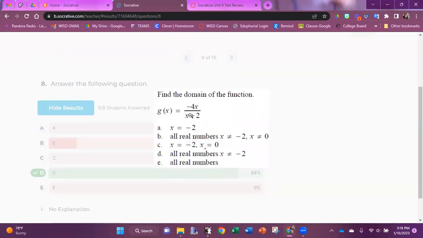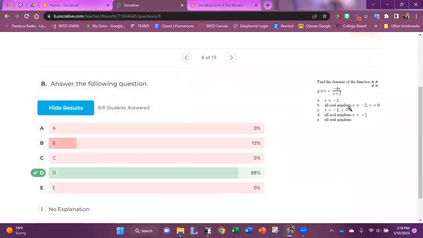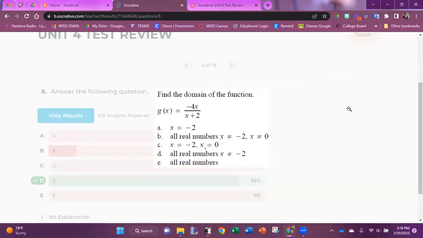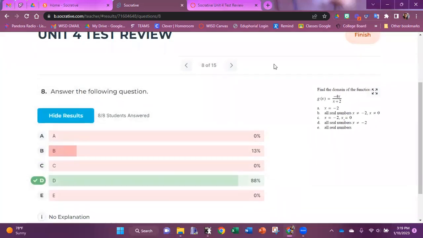Okay, because it depends on our denominator. Our denominator tells us our domain. Okay, and our denominator cannot equal what? -2. So it's all real numbers, but x cannot equal -2. You can't have a 0 on the denominator. It makes it undefined. That's where your asymptote is.